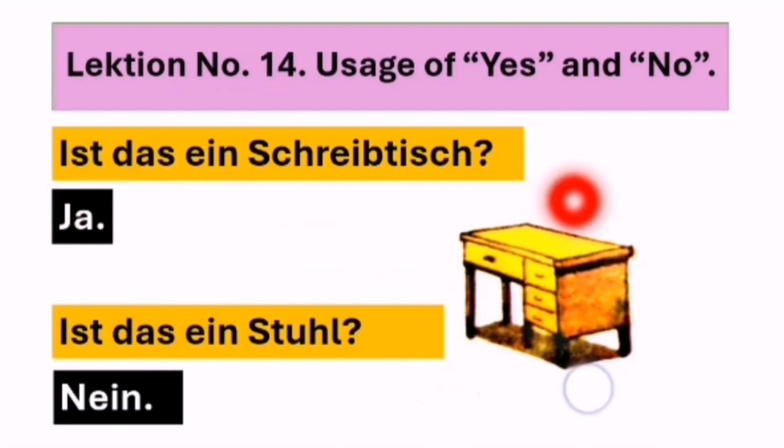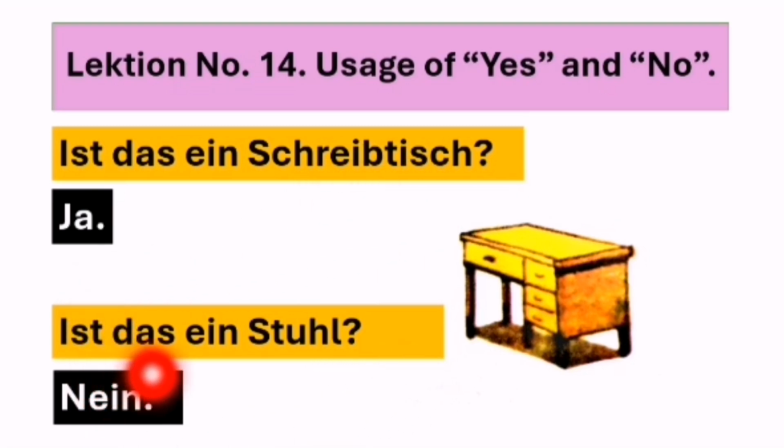So we have a picture. We ask questions about this and we reply in ja and nein, with yes or no. So, ist das ein Schreibtisch? Is this a desk? Ja. Ja means yes. Ist das ein Stuhl? Is this a chair? Nein. No.